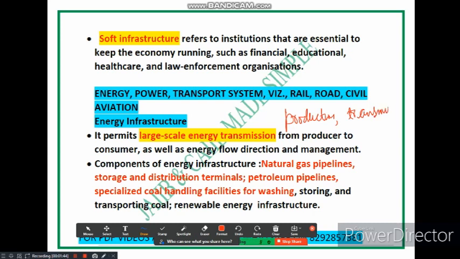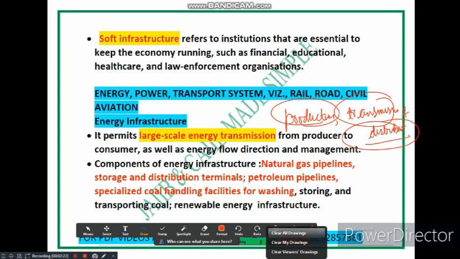Production, transmission and distribution. So first production, then transmission and then distribution of what? Of energy resources. So which type of energy resources? Like gases, like natural gas, petroleum, etc. So these are some of the resources, right? So basically it is distribution of resources like electricity, natural gas, petroleum, renewable energy resources. So it includes physical infrastructure that is needed to generate, store, transport and distribute energy to the consumer.